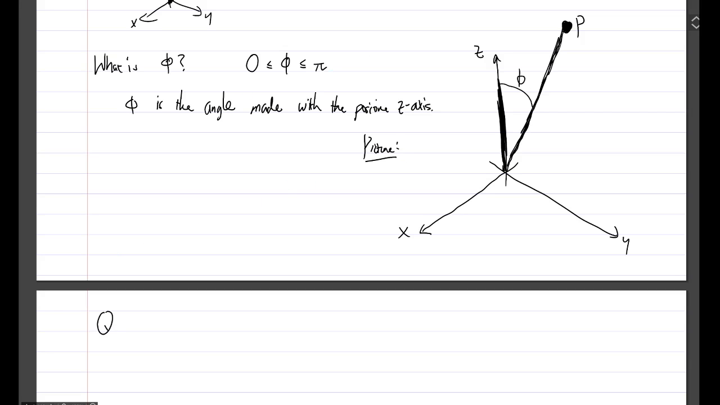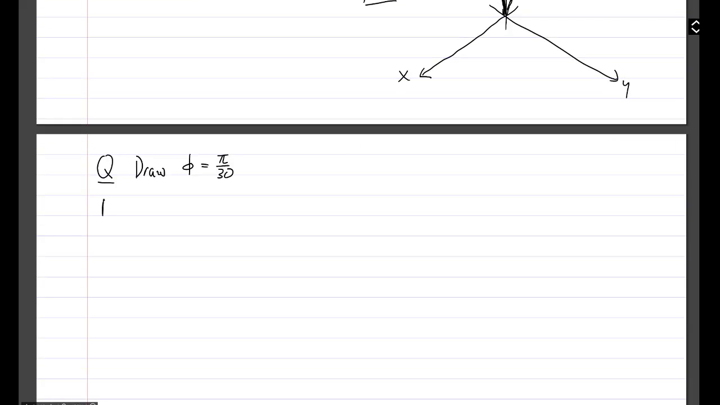Okay, so let's do the following. Let's draw a picture of phi is equal to pi over 30. Okay, so remember that phi always has to be between 0 and pi. So what points satisfy the property where the spherical coordinate phi is equal to pi over 30? Well, that means that this angle here, pi over 30 I picked because 30 is rather a big number in the denominator. So pi over 30 overall is a very tiny angle. Yeah, so the picture of all the points that satisfy this property would look something like this.